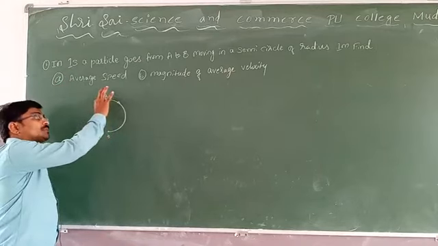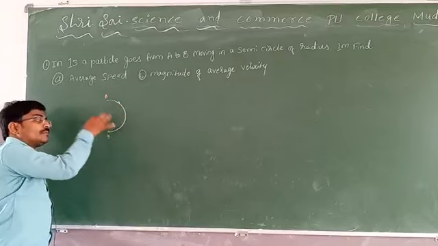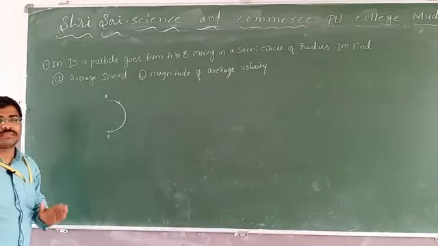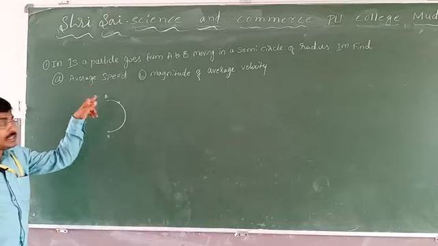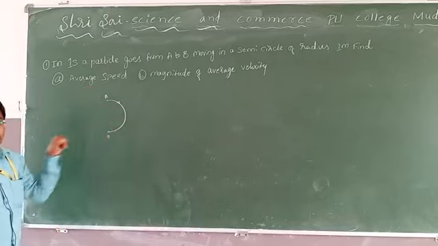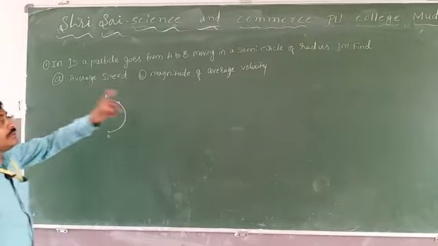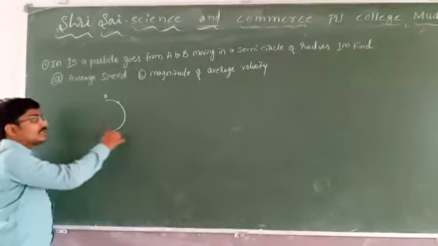Instead of taking the straight line, the particle took the semicircular path. Semicircle means half circle. If it took the half circle path, then what did they ask? They have given one more thing, the radius of that semicircle.